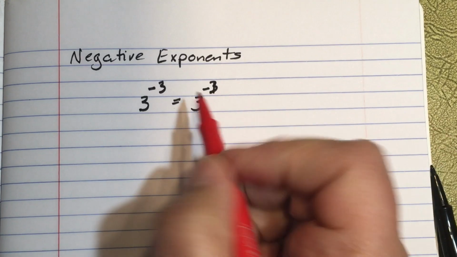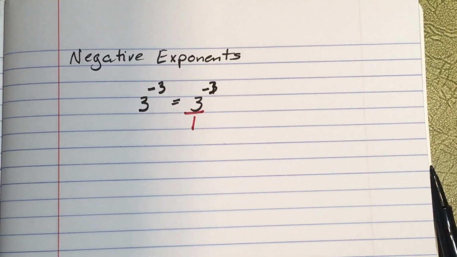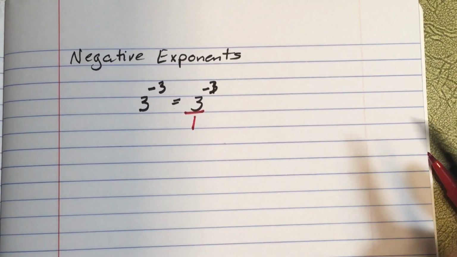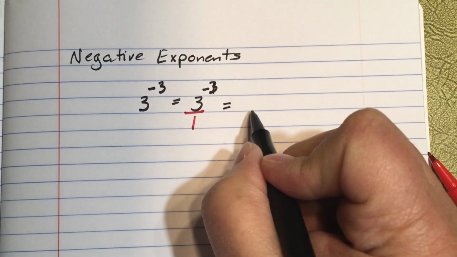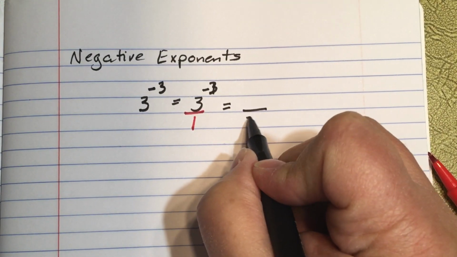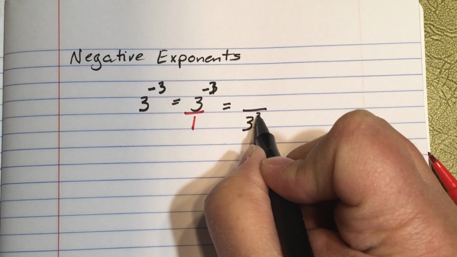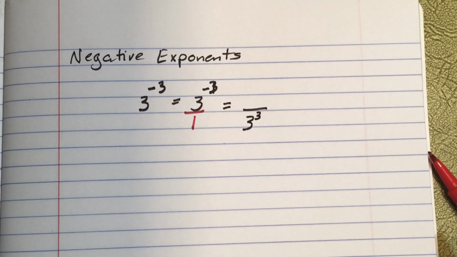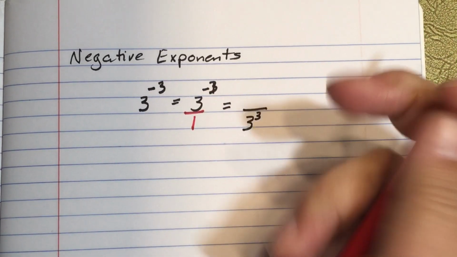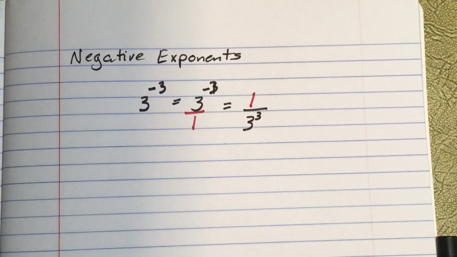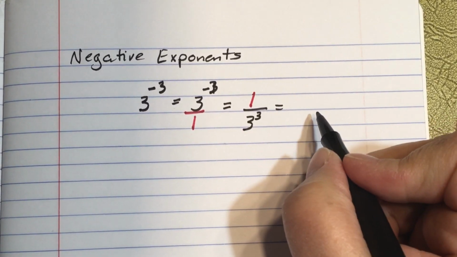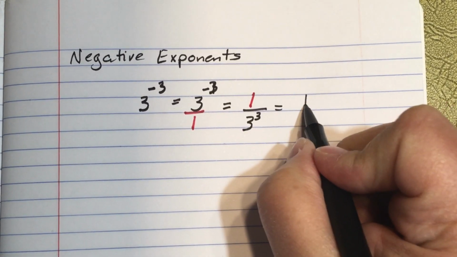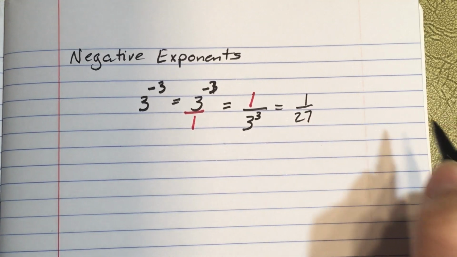And it would be over 1. So then, to get rid of the negative exponent, you reciprocate it. You flip it over. And now I have 3, and it's positive to the third power on the bottom, and it's a 1 on top. Now, when you have an exponent like 3, you could just multiply it out. 3 times 3 times 3, and get 1 over 27.